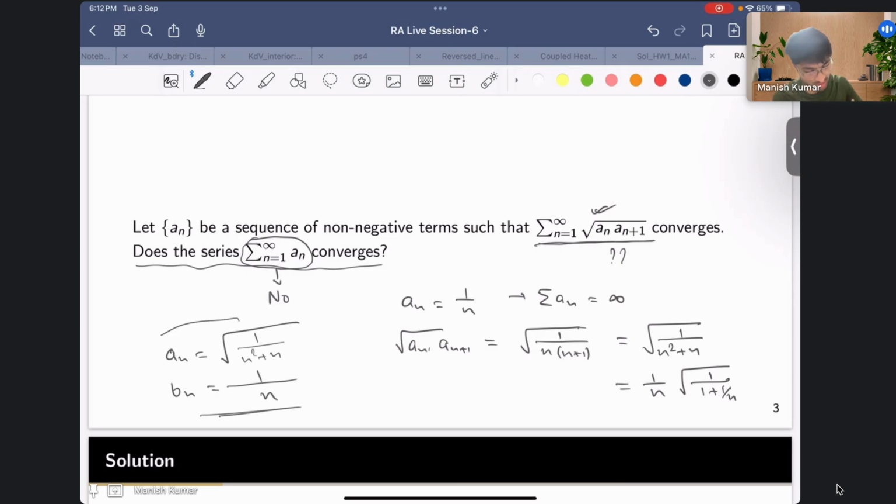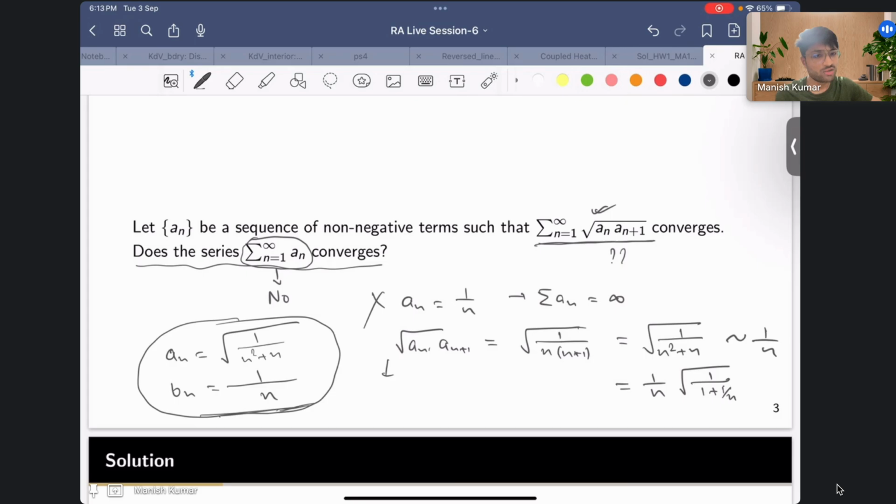I am saying just check using this type of thing. That's why I said that this behaves like 1 by n. So you can check using this that this series is divergent. So this is not the correct choice. This example is not going to help us.